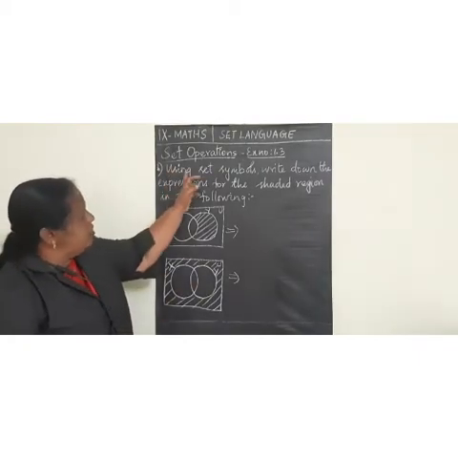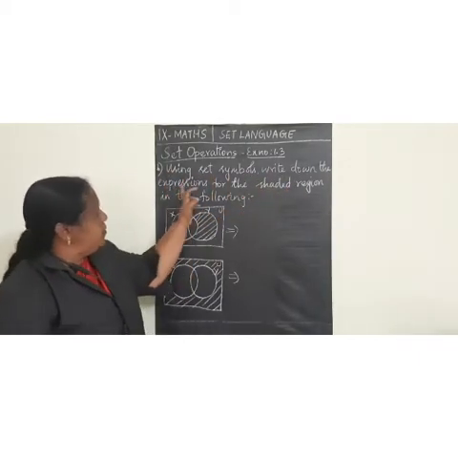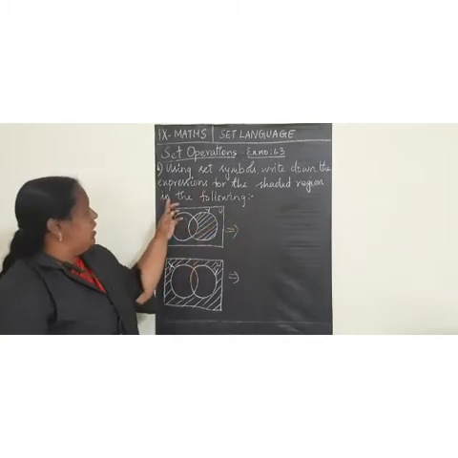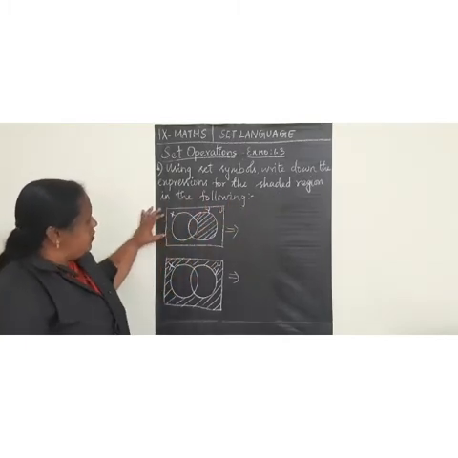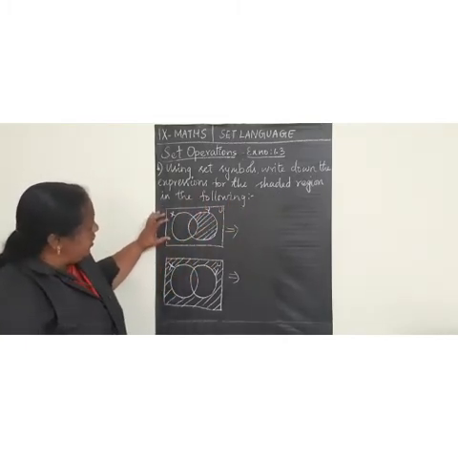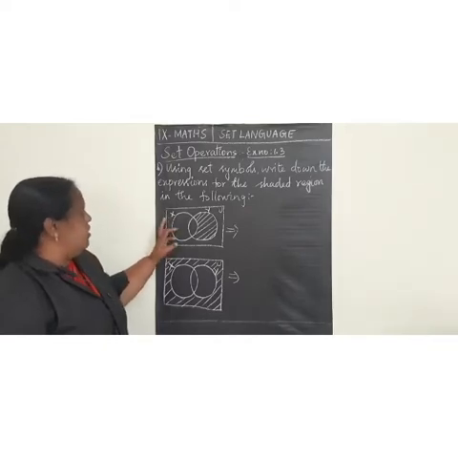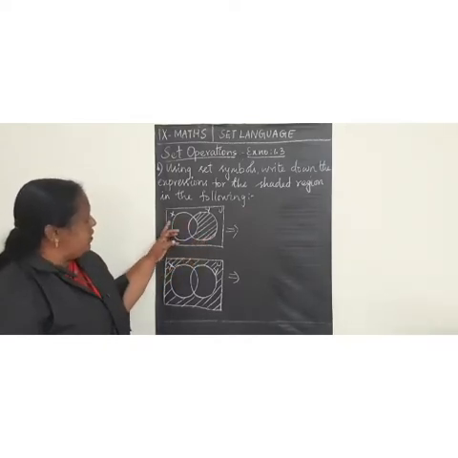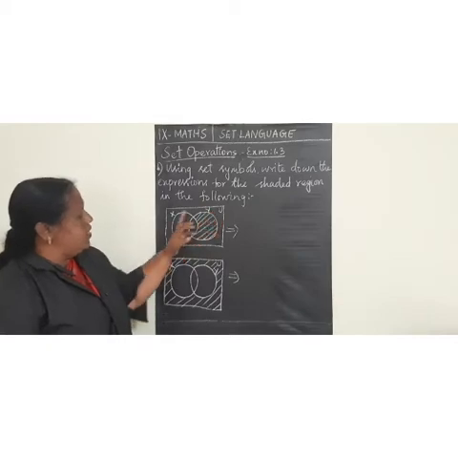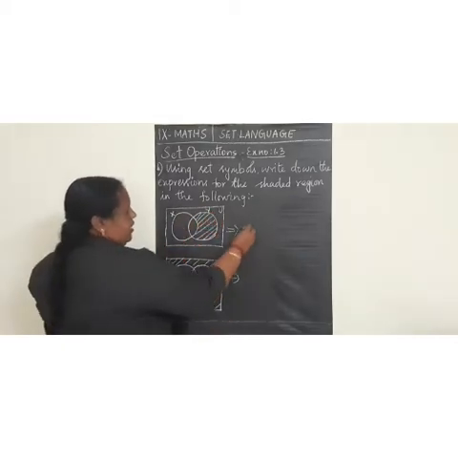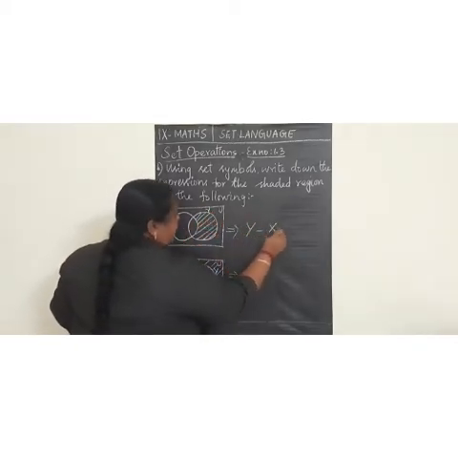The next question: using set symbols, write down the expressions for the shaded region in the following. Here the Venn diagram is given. We have to write what this represents. In the first one, only the Y region is shaded. So it is Y minus X.